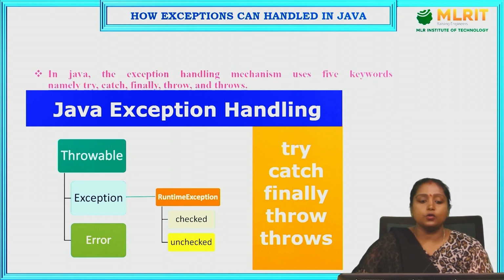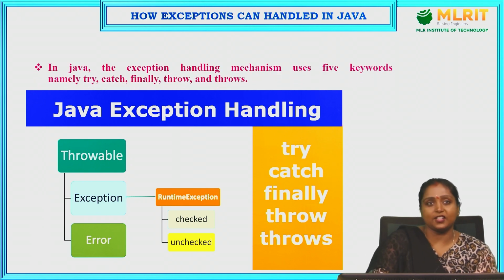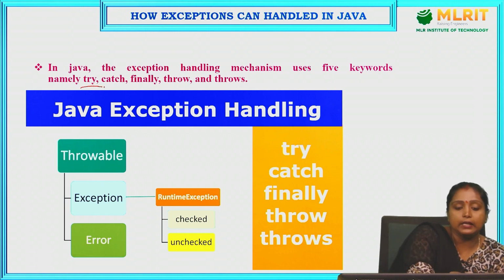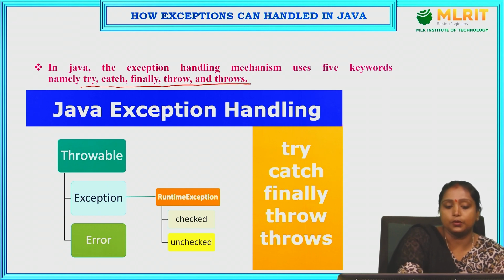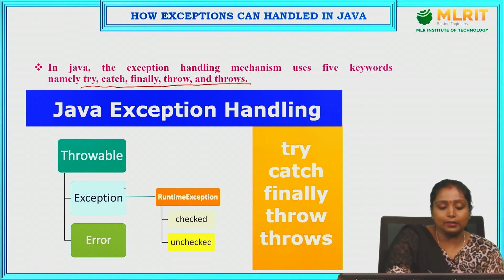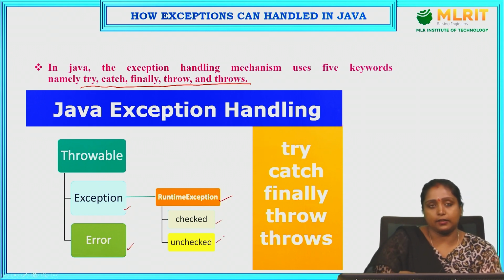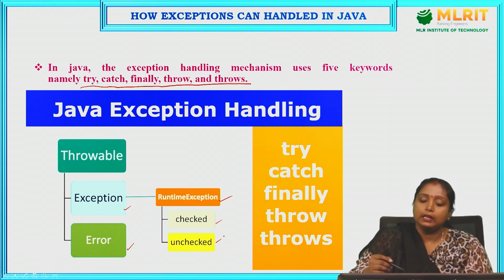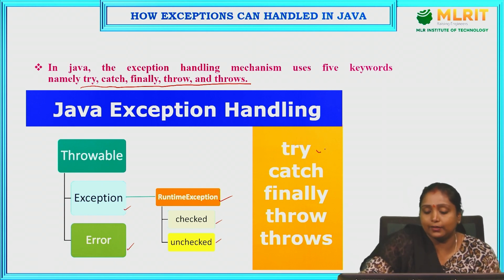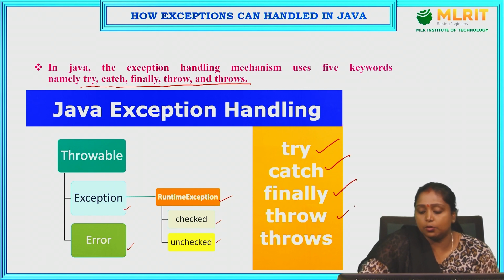Now, how exceptions can be handled in Java. In Java, the exception handling mechanism has 5 keywords, namely try, catch, finally, throw, throws. In the Throwable class, which we have seen, you will have 2 subclasses, one is Exception and one is Error. Exceptions are again divided into checked and unchecked exceptions. These can be handled using these 5 keywords: try, catch, finally, throw and throws.